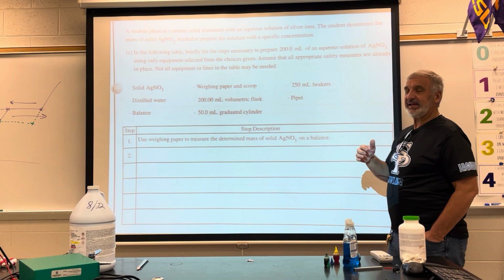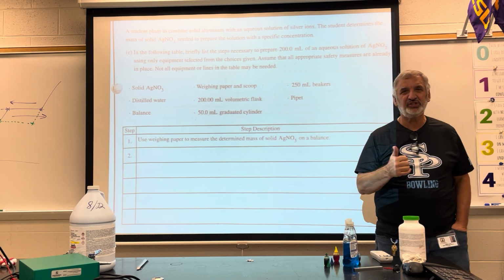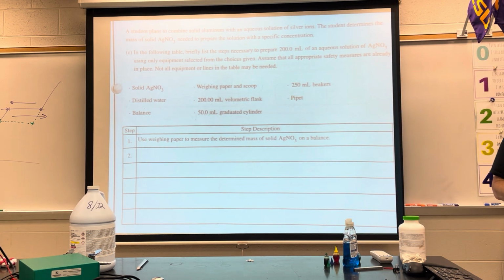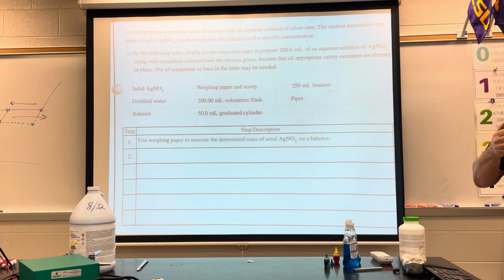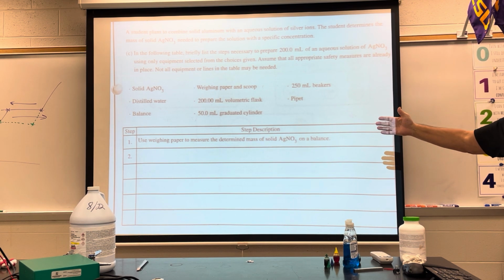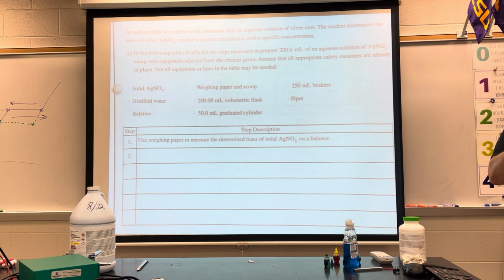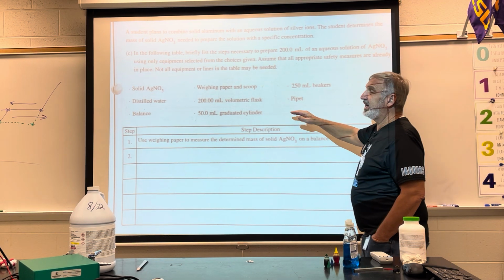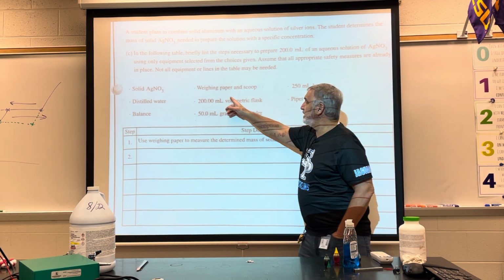Now, is there another step that technically we should do? I would put a cap on it and invert it to make sure it mixes completely. But it doesn't give you a cap, okay? You might want to say then swirl to ensure, but I might even just add in cover and invert just to ensure complete mixture. But that's always gonna be it. You weigh it, you use the volumetric flask.